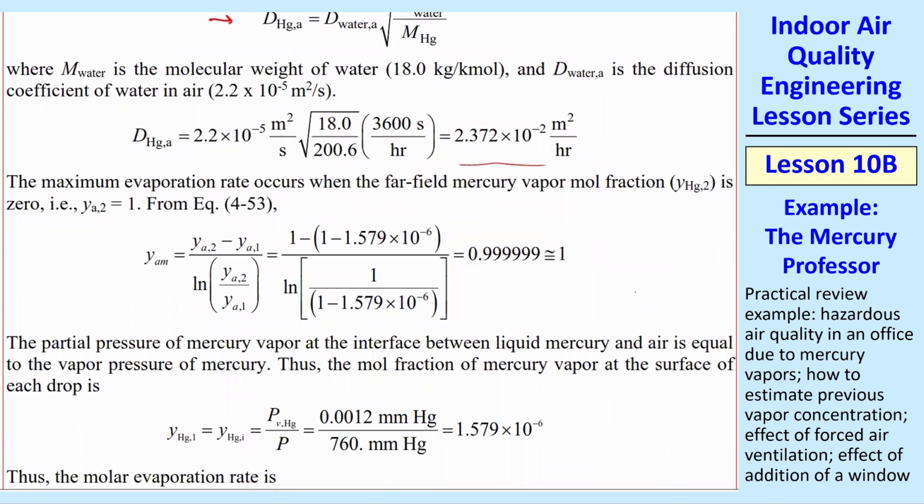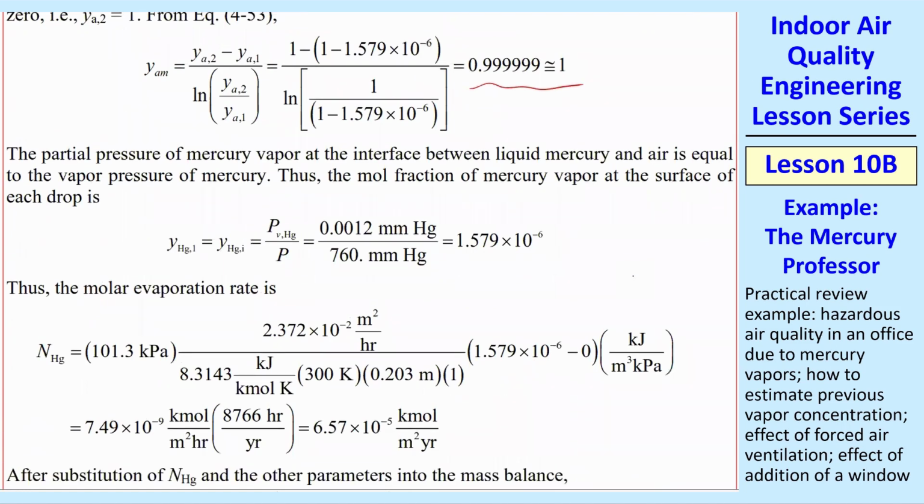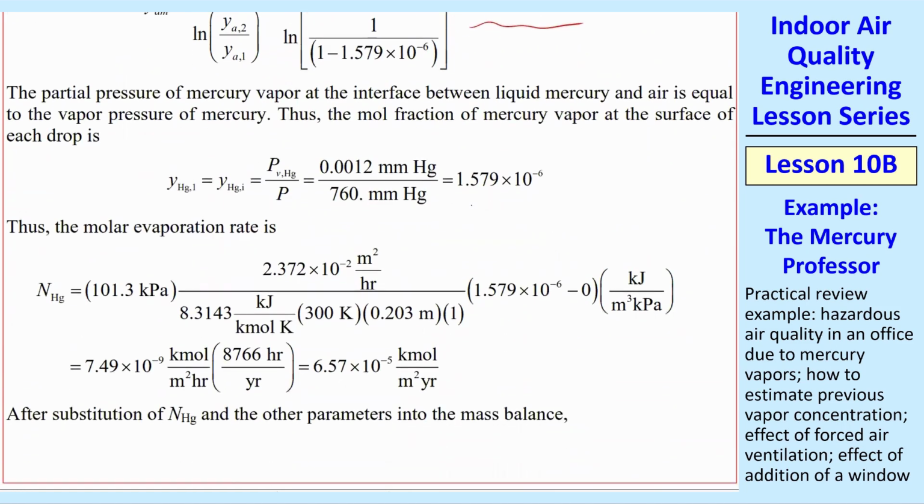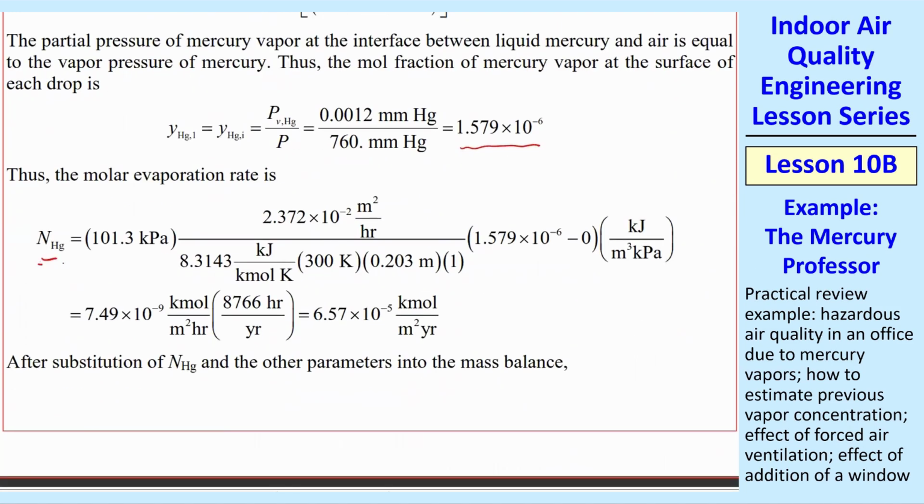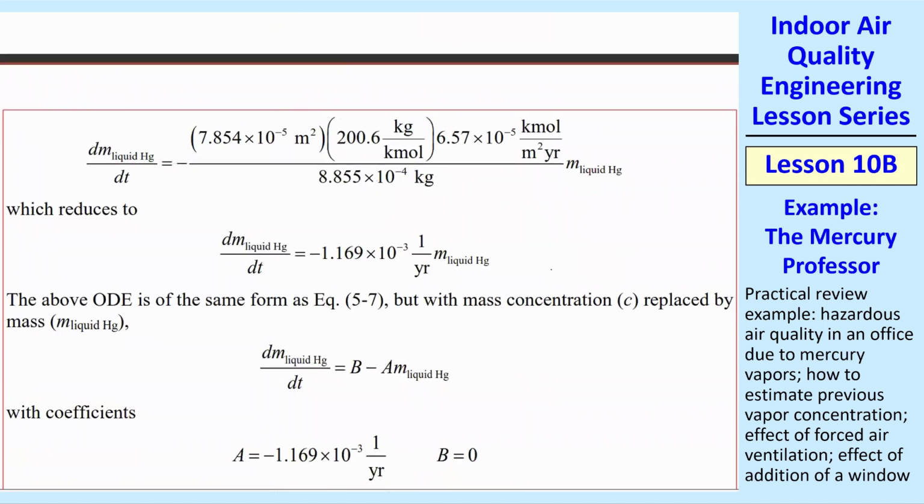The concentration of mercury is so small that turns out to be roughly 1. The calculations are then fairly straightforward after that. The actual mole fraction is only on the order of 10 to the minus 6, so this is very small. And then you can calculate the molar flux. That's the evaporation rate in terms of moles per square meter per year. And then we can get that in terms of mass.